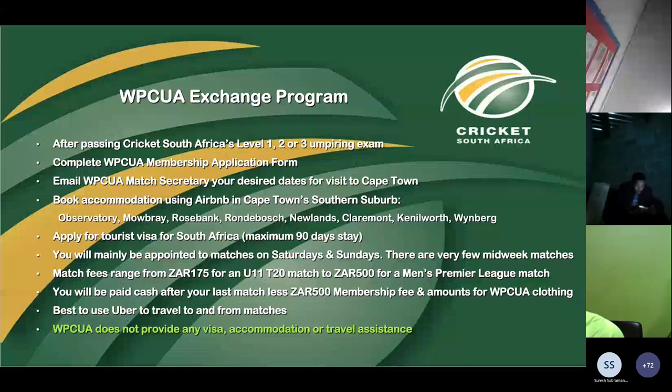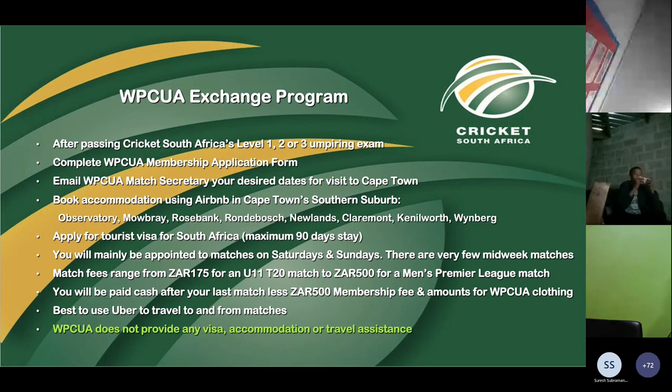And you will be paid cash after your last match, less 500 rands membership fees, and any amounts for any clothing that you have received from the association. We have caps, we've got standing shirts, and we have got hats as well. Best to use Uber to travel to and from matches. It's safe, it's easy, it's convenient. And please, I reiterate that we do not have the capacity in terms of admin to write invitation letters for visa applications. So you need to take care of that yourself.